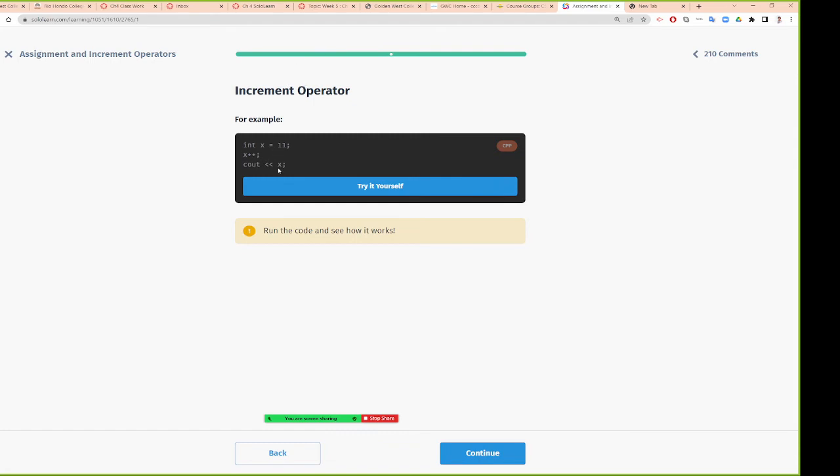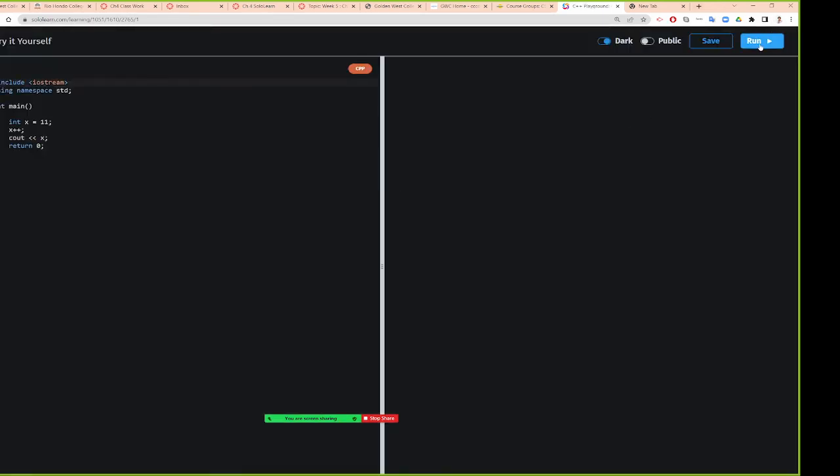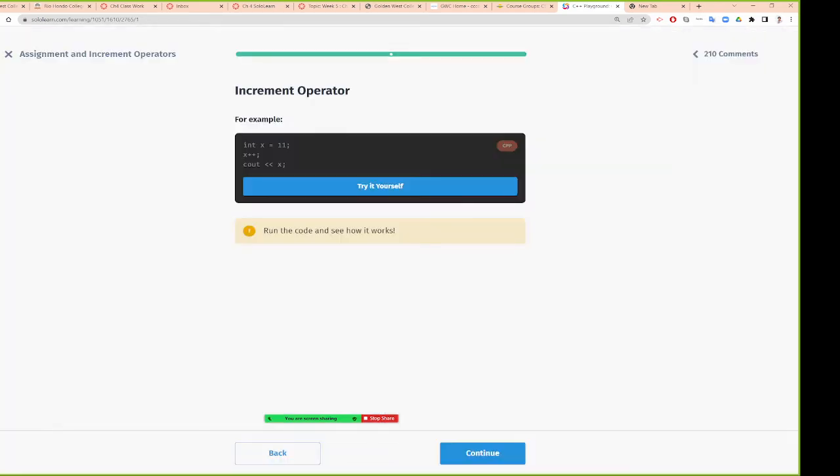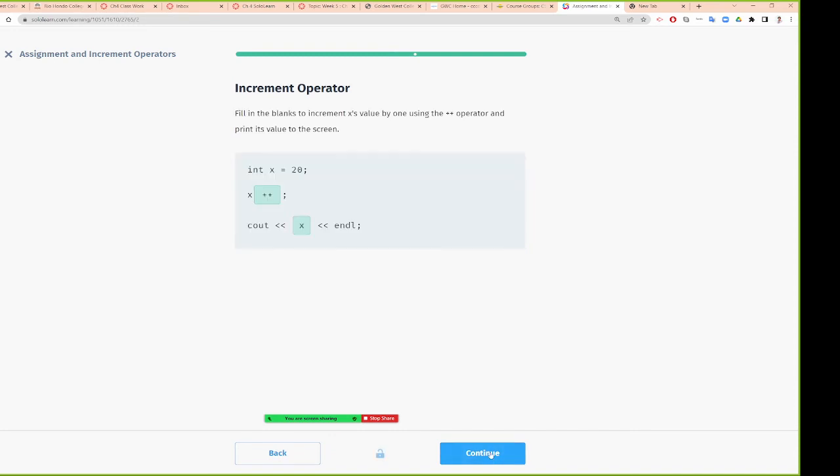Increment operator. So here, if x equals 11, now x increments by 1. So what's the x right now? X will be 12. It's incremented now. Okay? Then increment operator, fill in the blank. So I have a 20 here. I want to increment, so I use plus plus and cout.